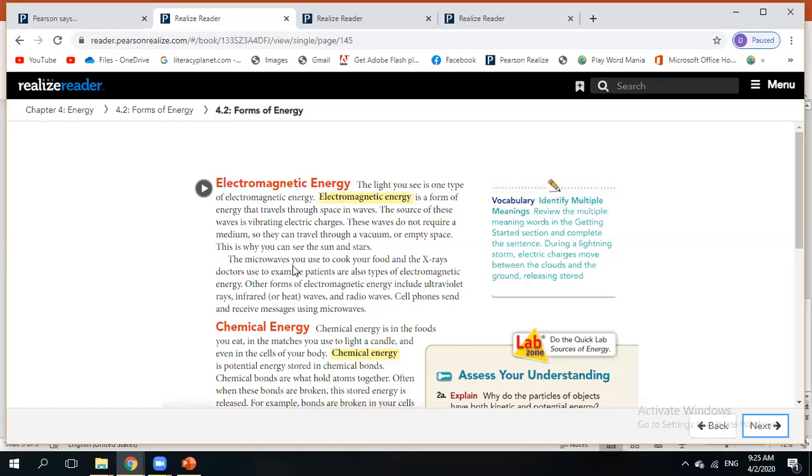Lightning, as it has electric charge, is a form of electrical energy. So take care of electrical energy and electromagnetic energy. Electromagnetic energy is the form of energy that travels through space in waves.